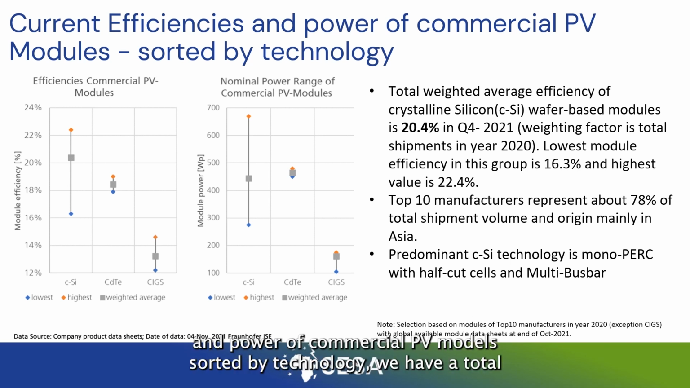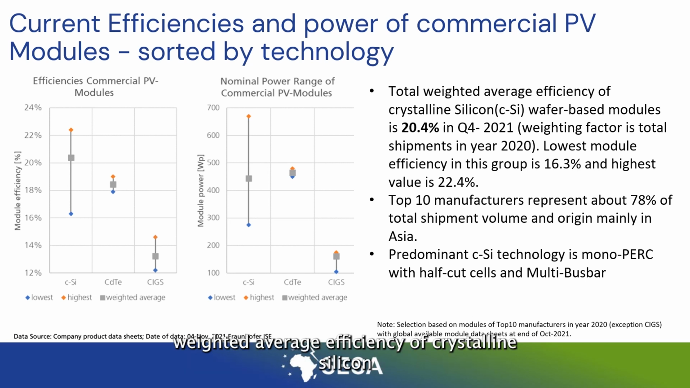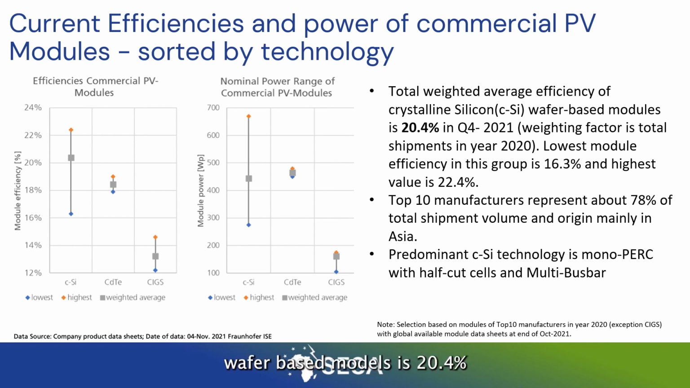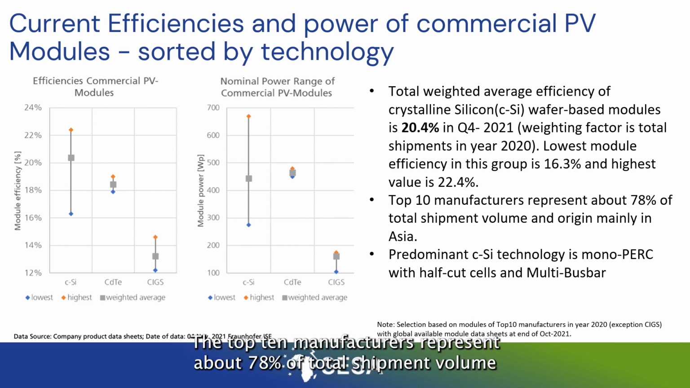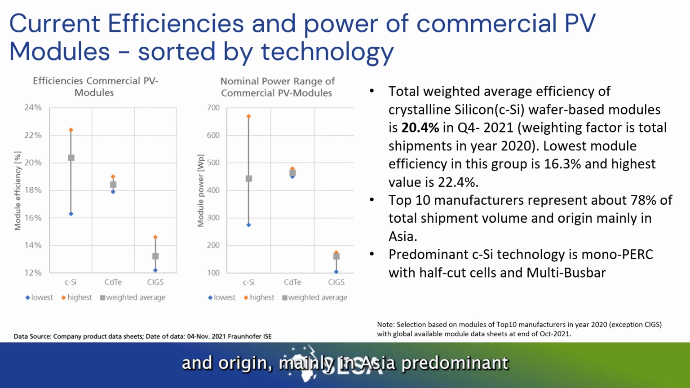For the current efficiencies and power of commercial PV modules sorted by technology, the total weighted average efficiency of crystalline silicon wafer-based modules is 20.4% in the fourth quarter of 2021. The weighting factor is total shipment in the year 2020. The lowest module efficiency in this group is 16.3% and the highest value is 22.4%. The top 10 manufacturers represent about 78% of total shipment volume and are mainly based in Asia. The predominant crystalline silicon technology is mono PERC with half-cut cells and multi-busbar.